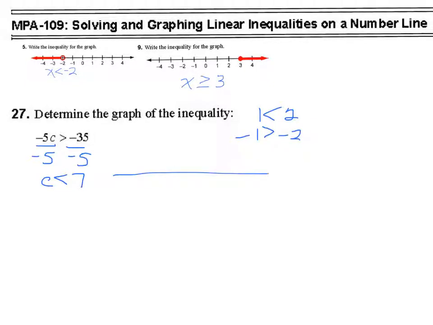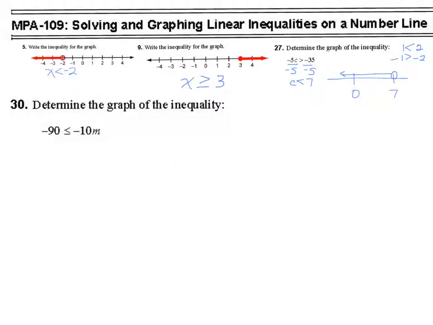So I'm making a quick sketch of our graph. There's 0, there's 7. I'm going to open circle on 7, and my arrow is going to go to the left for less than.